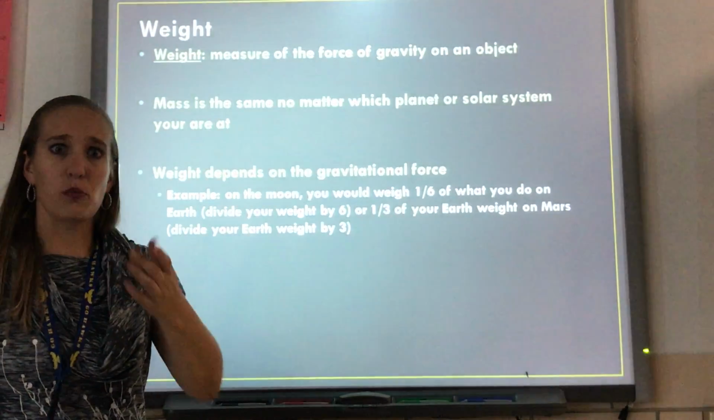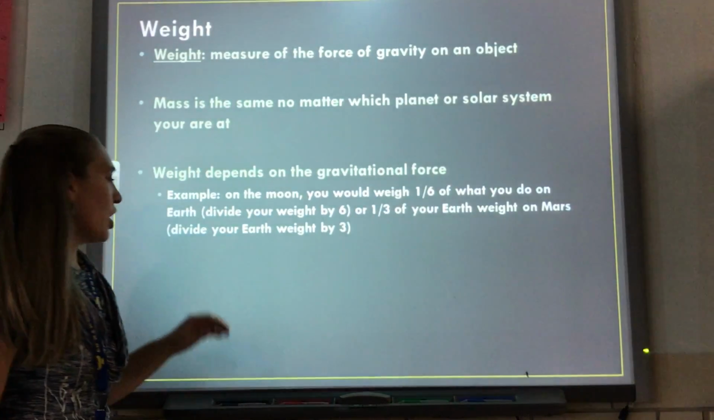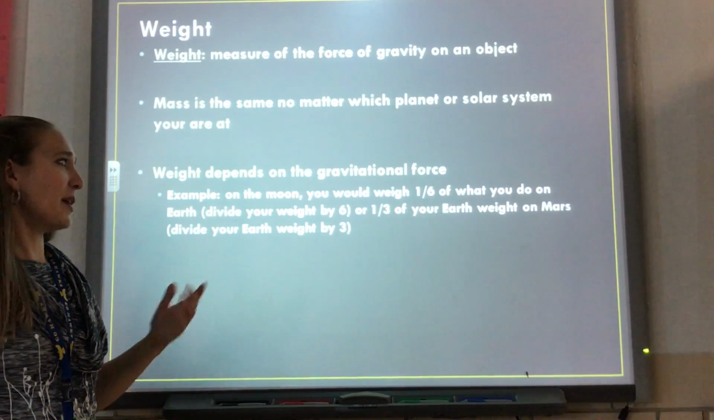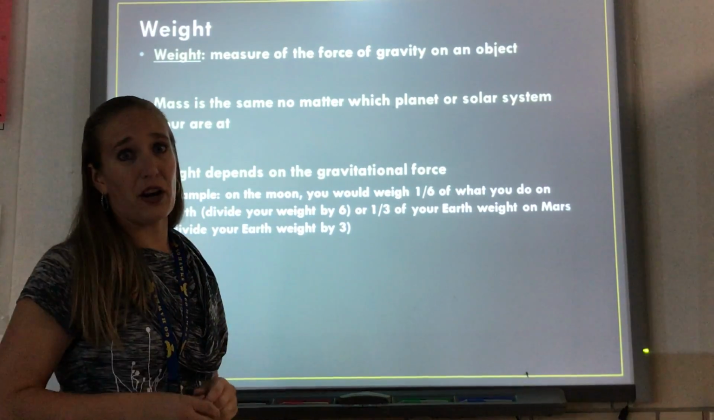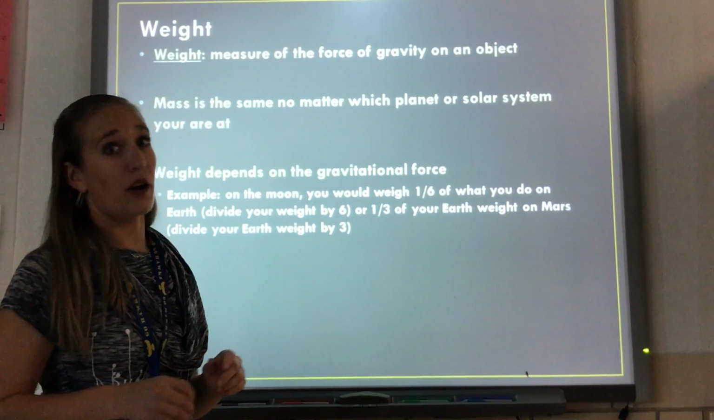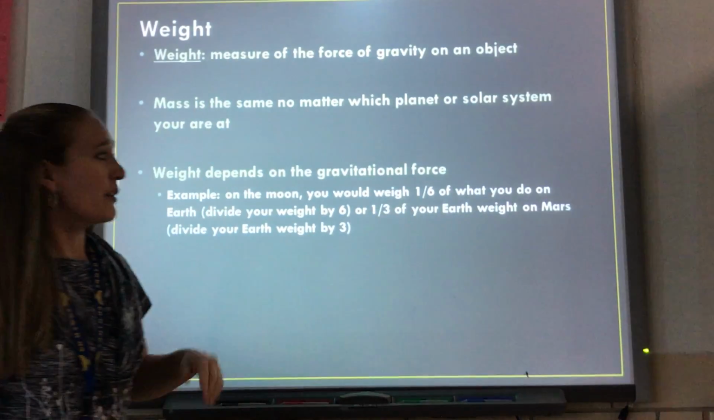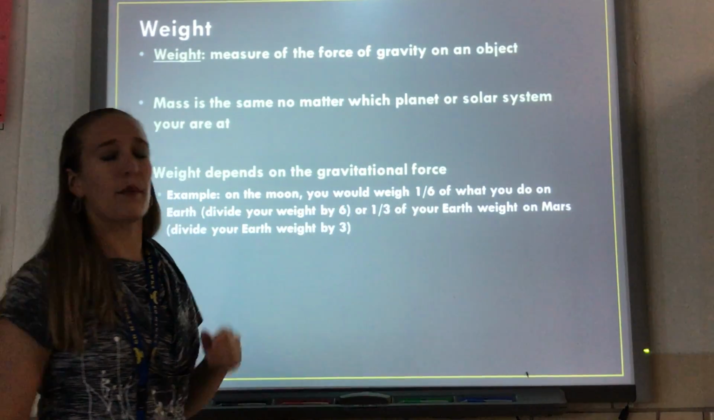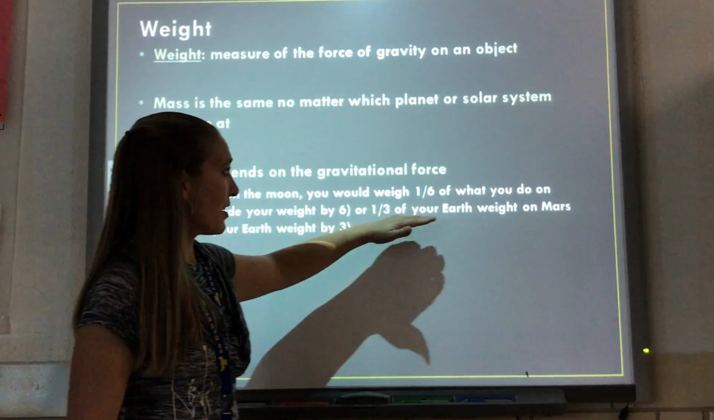So going back to the moon example. You weigh about 1/6 of what you do on Earth if you go to the moon, which means take your weight, divide it by 6. That's your weight on the moon. You don't want to know what mine would be. Or if you want to imagine going to Mars, take your Earth weight and divide it by 3. And again, you don't want to know what mine is.